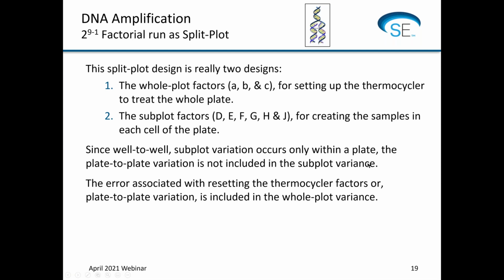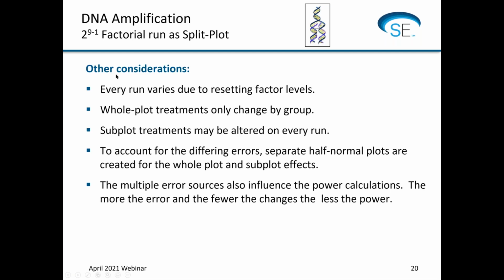That's where we get that separation error and get the little higher power for the easy to change factors or the subplot factors. The error associated with resetting the thermal cyclers plate to plate is included in the whole plot variance. That gets the total error from both. Other considerations, every run varies due to the resetting of the factor levels. Whole plot factor treatments only change by groups. Subplot treatments may be altered on every run to account for the different errors we have to use.